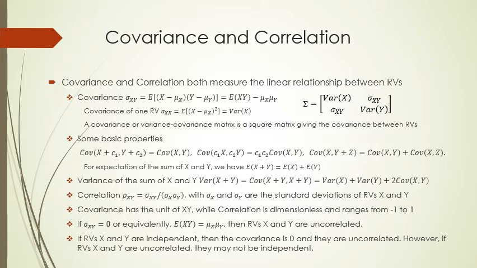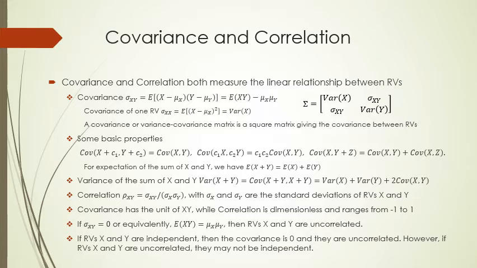Covariance between random variables x and y is defined as the expectation of (x minus mu x)(y minus mu y). It can be simplified as the expectation of xy minus mu x mu y. From the definition, the covariance between x and itself is the variance of random variable x.